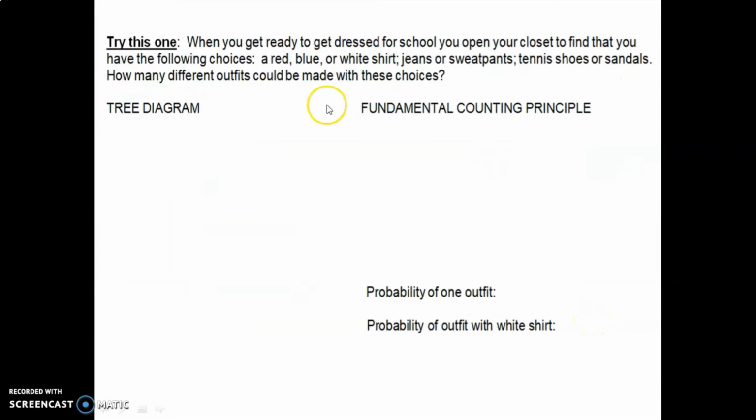So here's another one. When you get ready to get dressed for school, you open your closet to find that you have the following choices: a red, blue, or white shirt, then jeans or sweatpants, then tennis shoes or sandals. How many different outfits could you make with these choices? So see if you can sketch a tree diagram for that, and then you'll see how many paths there are. Then see if you can figure it out using the fundamental counting principle, which is just the multiplication thing we looked at, and figure out what is the probability of one outfit, and then what is the probability of an outfit that has a white shirt.